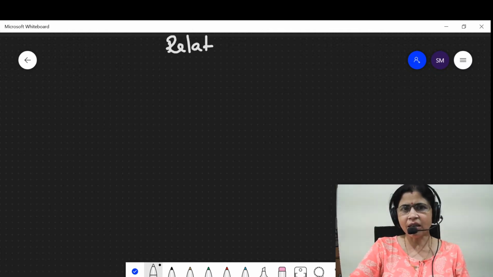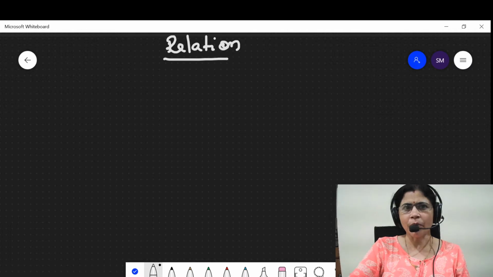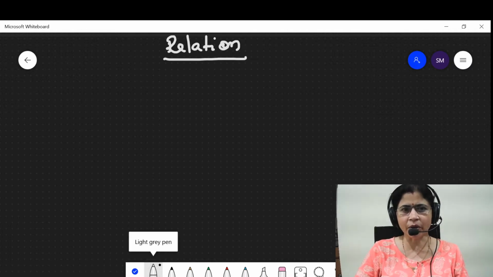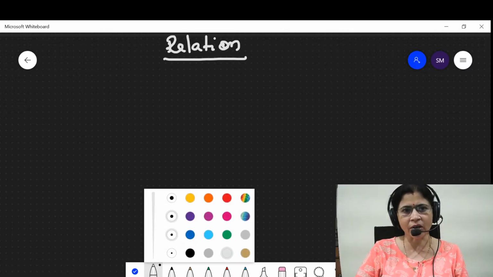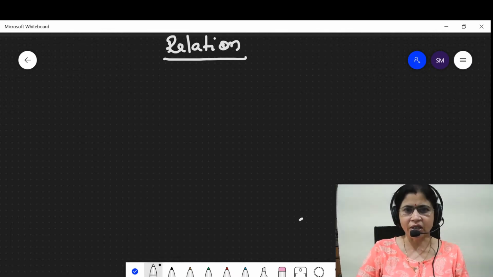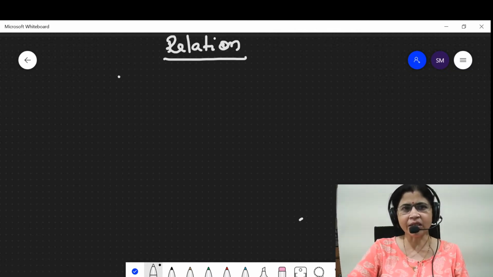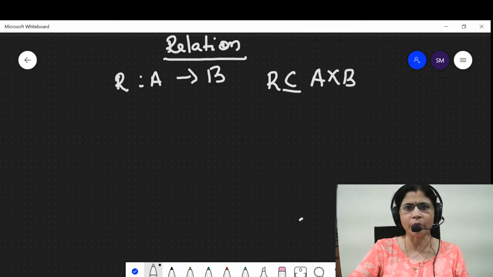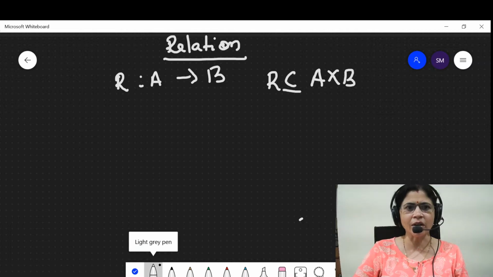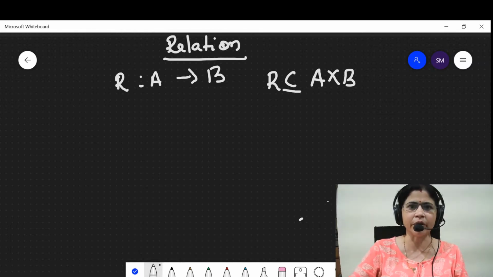Suppose in a family, the relations between father and son, the relations between mother and daughter, these are called relations. Suppose A and B are sets. A relation R from A to B is a subset of or equal to A cross B. Now let us discuss what we mean by A cross B.